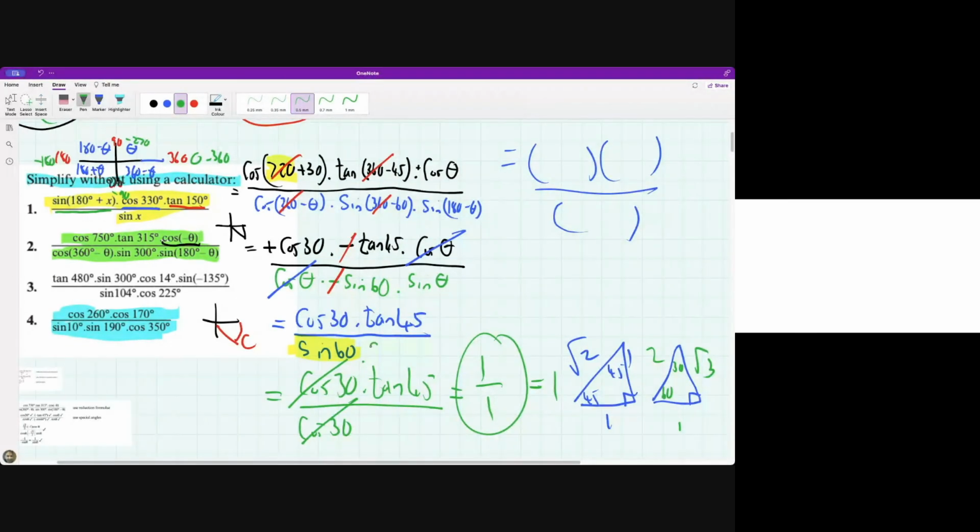Okay. But then what happens over here? Ah, okay. Well, should I put it back in again? Hey, I better put it back in again. So all that happens now is it's going to become 1 over sine theta, not just 1 anymore.